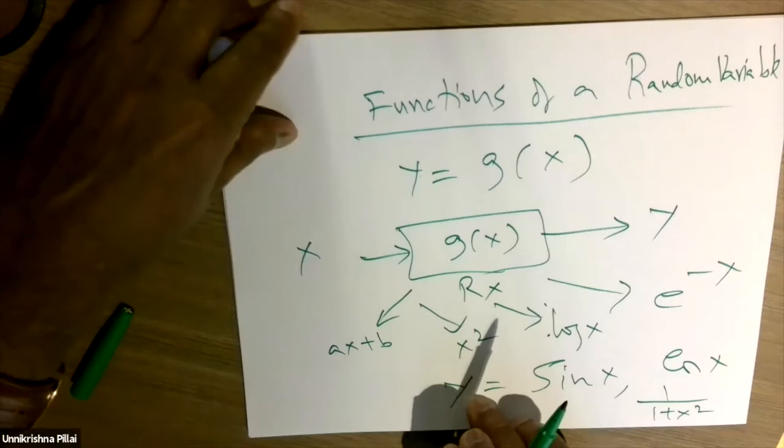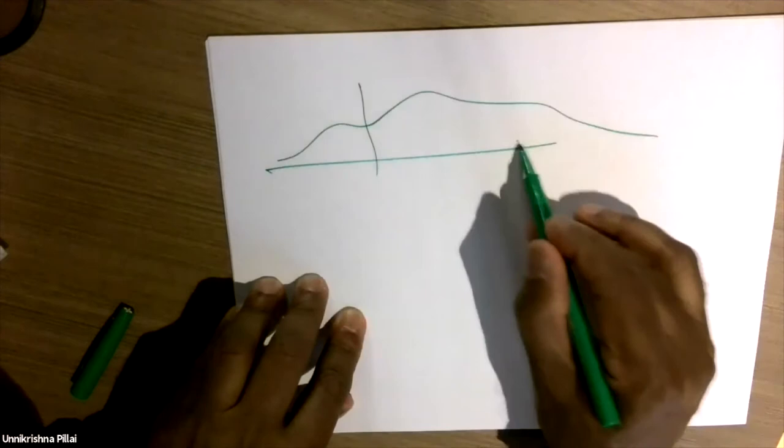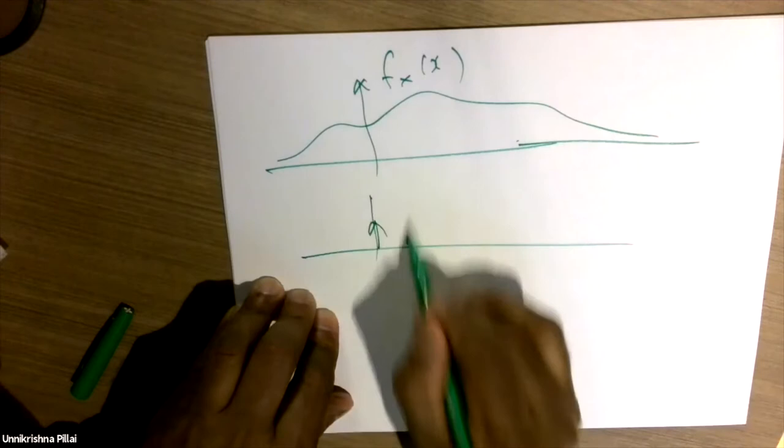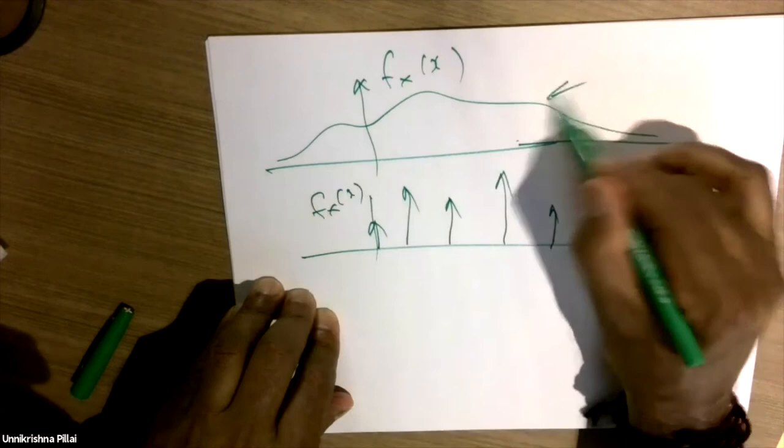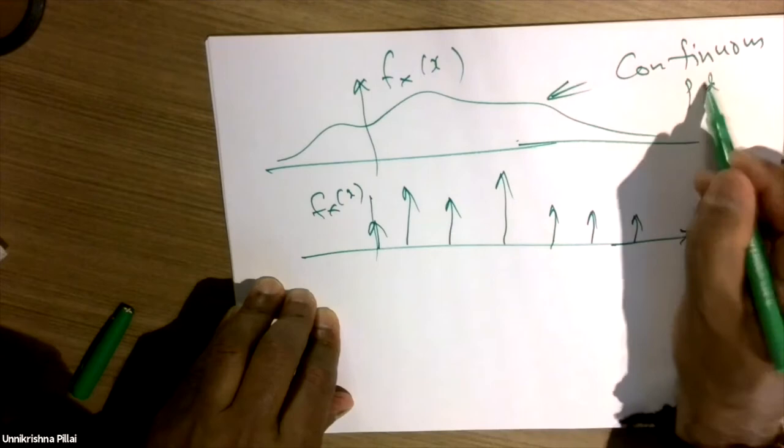Before I do that, if a density function is smooth and continuous, we call the random variable continuous. If it is a bunch of impulses, which is what we studied two weeks back, we call it a discrete random variable. So this is a continuous probability density function, and this is discrete.